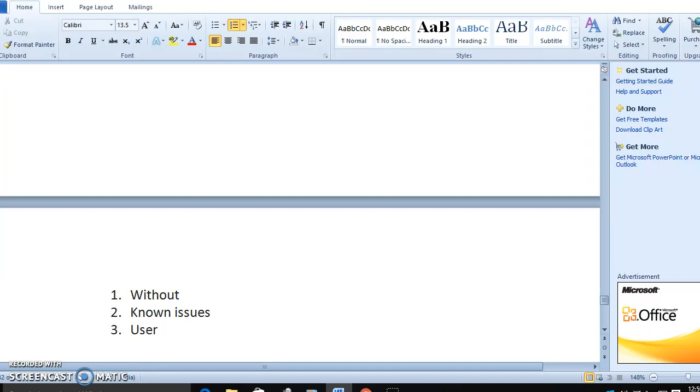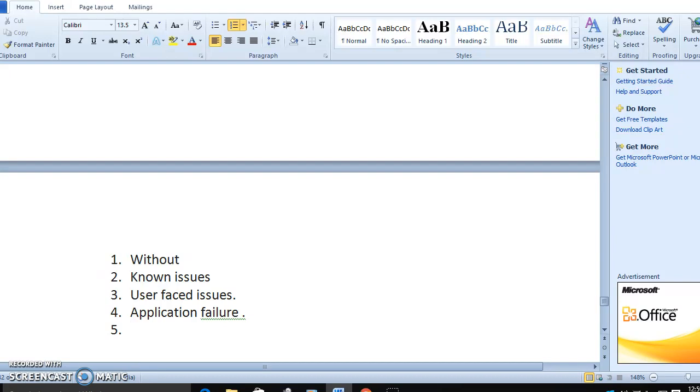User faced issues, so application failure. These types of cases we have to mention in this document. See, what are known issues? Suppose your bot is running and it is going to log in to a particular application. The first time login has failed. So what is the known issue?